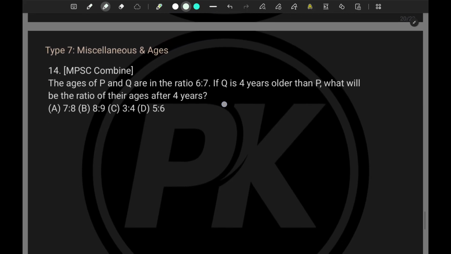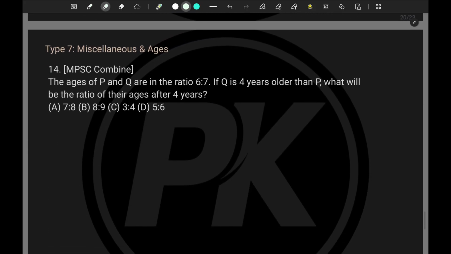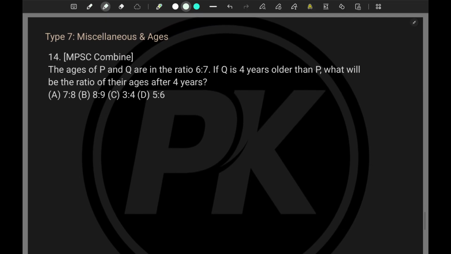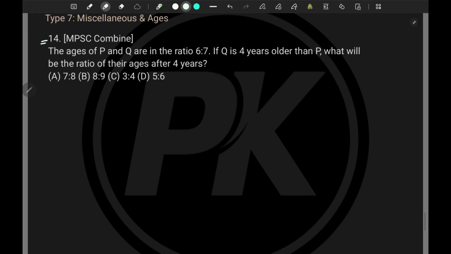So there are some miscellaneous problems and ages. So let's cover that as well, so that we will not skip any type of problem which was asked in examinations. So now here, if you see, this problem number 14 was asked in the MPSC combined examination. What is given? The ages of P and Q. P and Q are in the ratio of 6 as to 7. If Q is 4 years older than P, here we have a shortcut method as well.